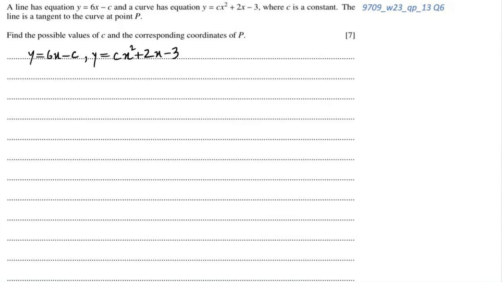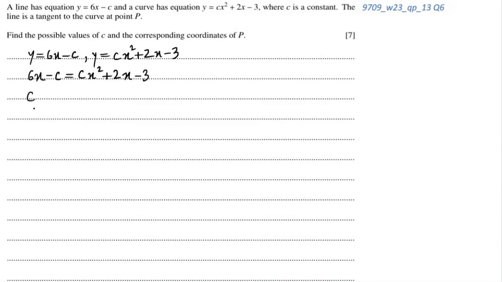So the change is that this time your line is tangent to the curve. So whatever the situation is, maybe the parabola can be downward opening or upward opening, but whenever the line is tangent, it means there is only one point. So the value of the discriminant is going to be equal to 0. Okay? So let's substitute them, put them equal. 6x minus c equals cx squared plus 2x minus 3.